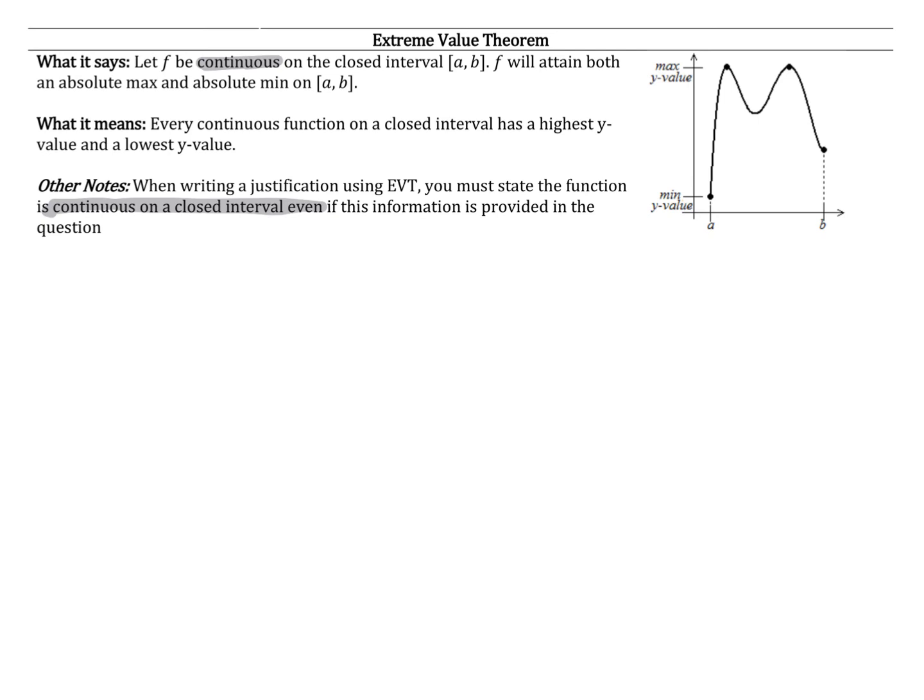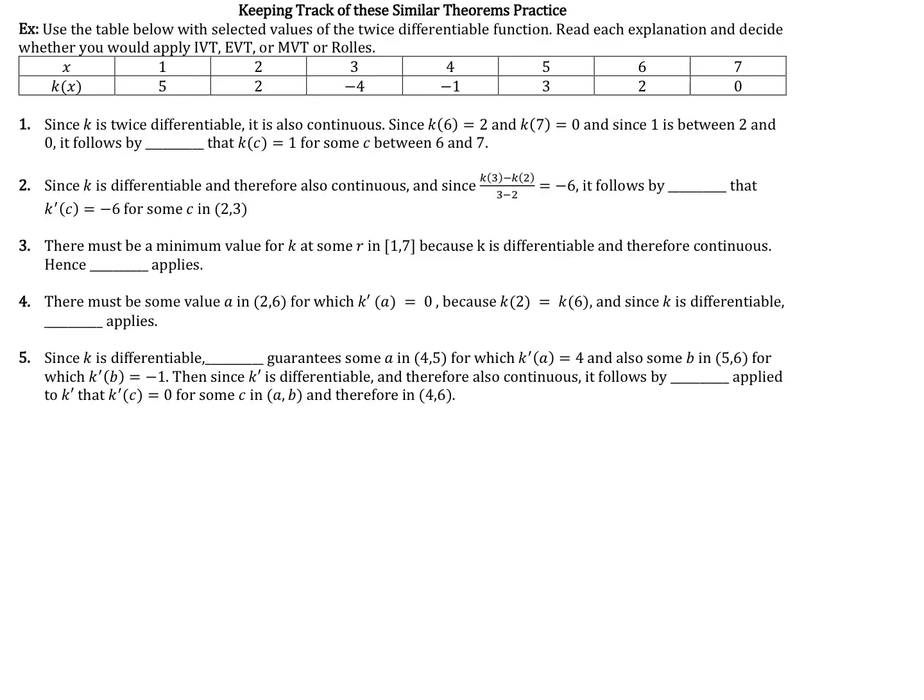And I don't have an example here because, again, most of the time this is something that you're using maybe as a justification in a multiple choice question, or you're being asked to find the extrema. So you can simply state, since f is continuous on this interval, there is an absolute max and an absolute min.